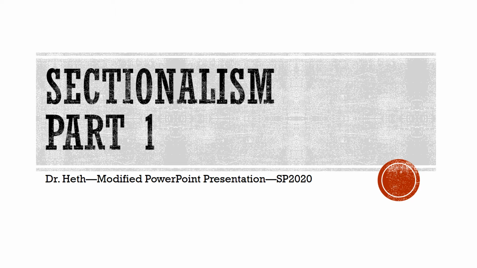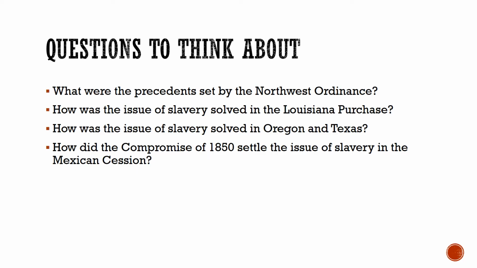This is the story of how the North and the South begin to pull apart and lead us into the Civil War. Our questions to think about here: what were the precedents set by the Northwest Ordinance? How was the issue of slavery solved in the Louisiana Purchase? How was the issue of slavery solved in Oregon and Texas? And how did the Compromise of 1850 settle the issue of slavery in the Mexican Cession?